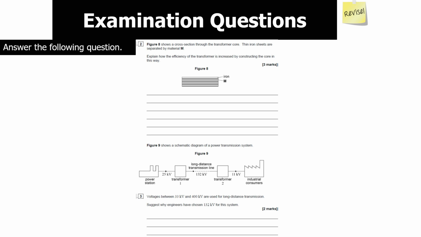Now the next question says figure 8 shows the cross section through a transformer core. The thin iron sheets are separated by material. Explain how the efficiency of the transformer is increased by constructing the core in this way.